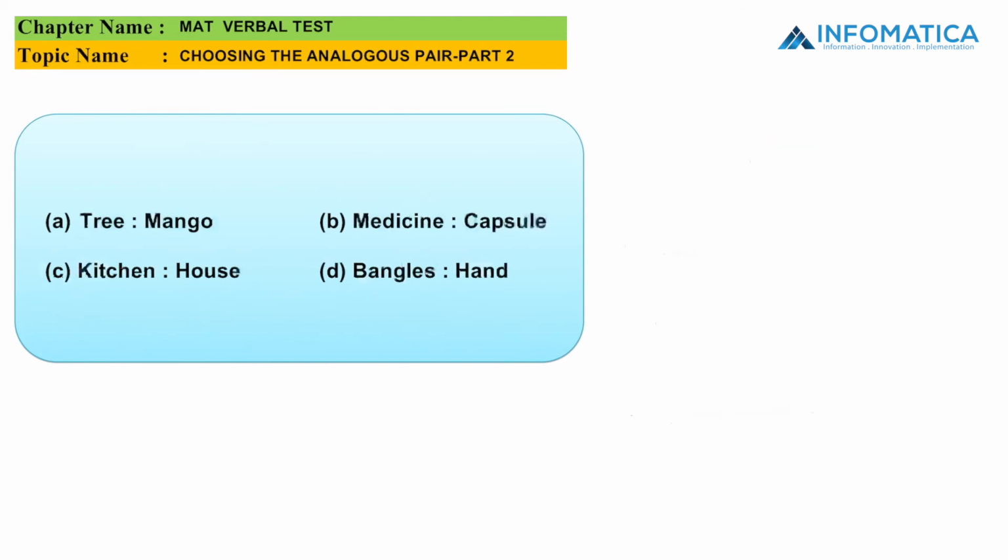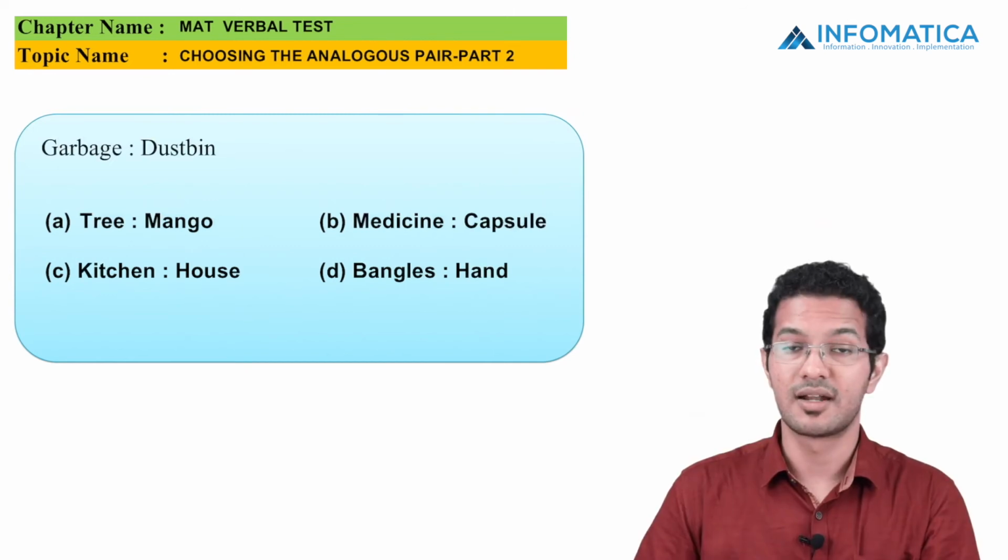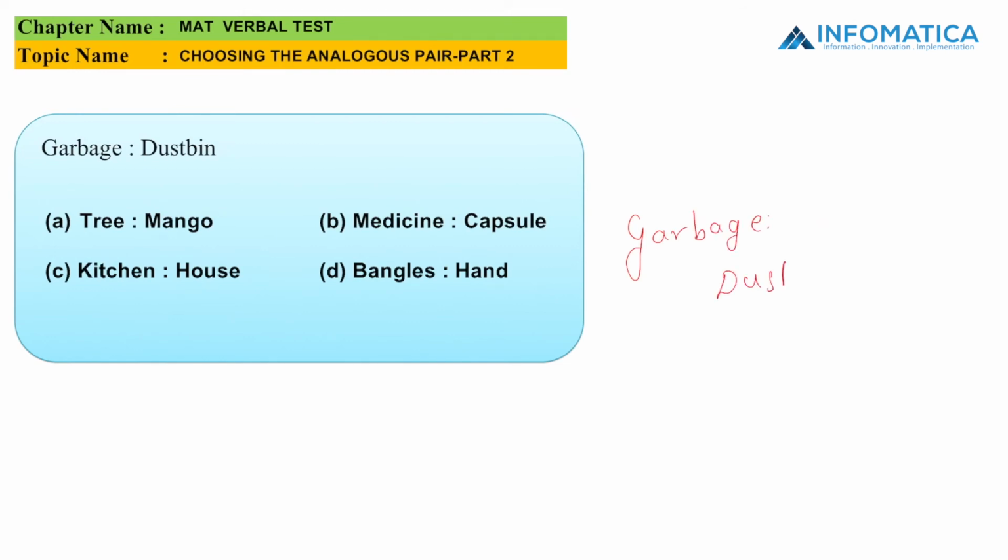Let us see the next MCQ. It says that garbage is related to dustbin. So if I see the relation, garbage is related to dustbin, I can say that the first is a part of the second. So if we see the options, which is tree is related to mango, medicine is related to capsule, kitchen is related to house, and bangles are related to hand, we can definitely say that option A, which is tree is related to mango, is the right answer.